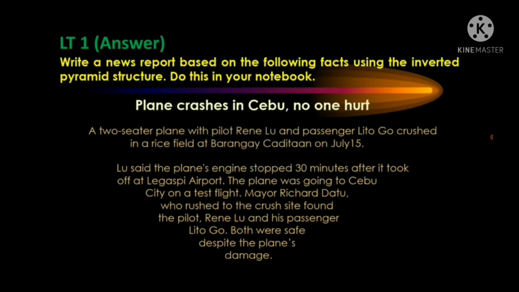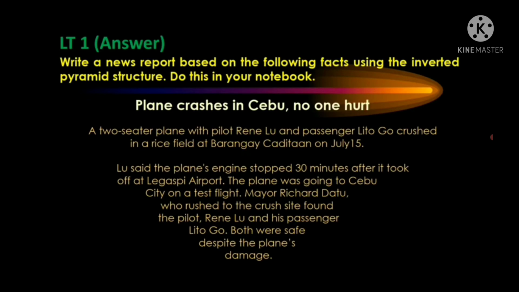And here's the answer for learning task number 1. The headline is Plane Crashes in Cebu, No One Hurt. A two-seater plane with pilot Rena Lu and passenger Lito Go crashed in a rice field at Barangay Kaditaan on July 15. Lu said the plane's engine stopped 30 minutes after it took off from Legazpi Airport. The plane was going to Cebu City on a test flight.